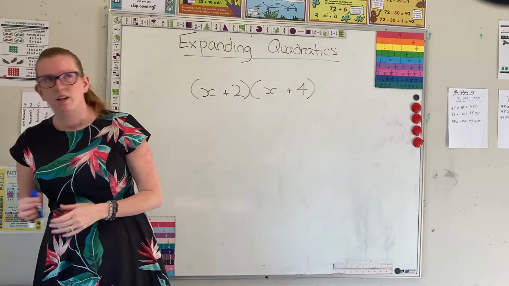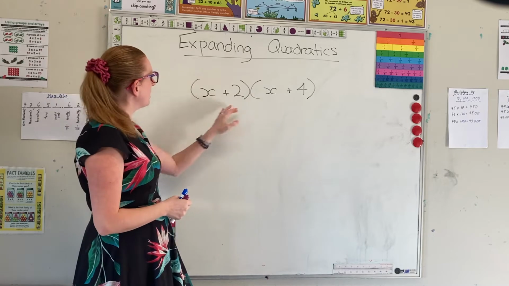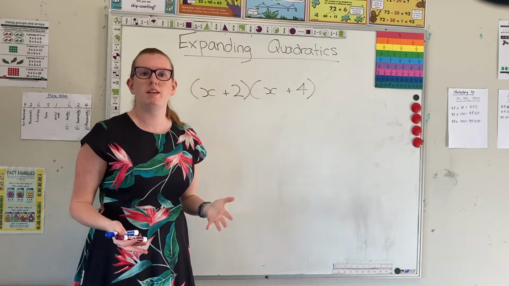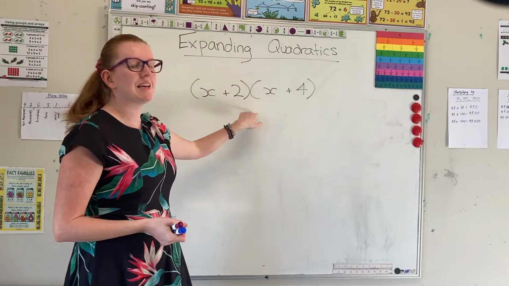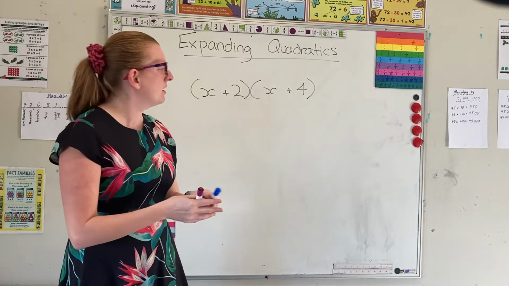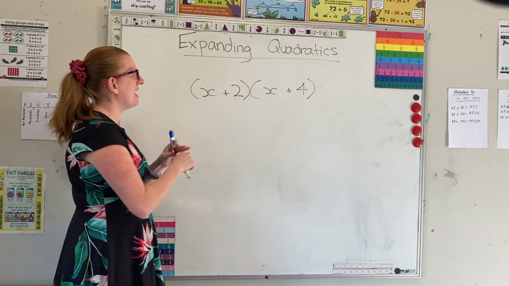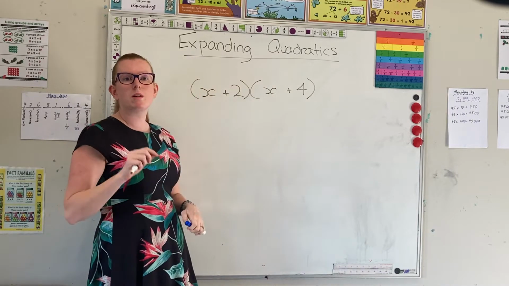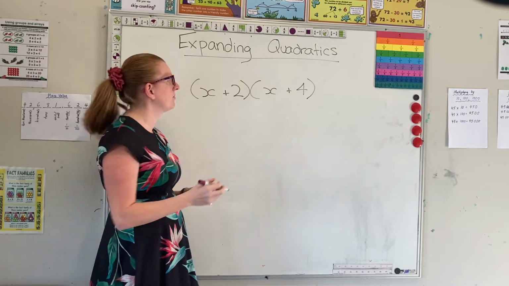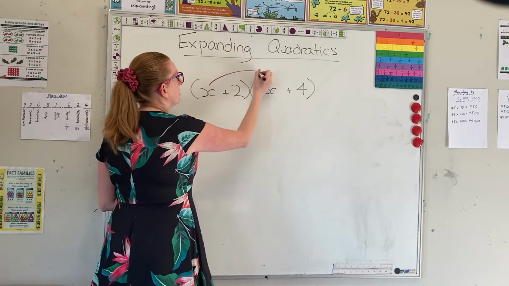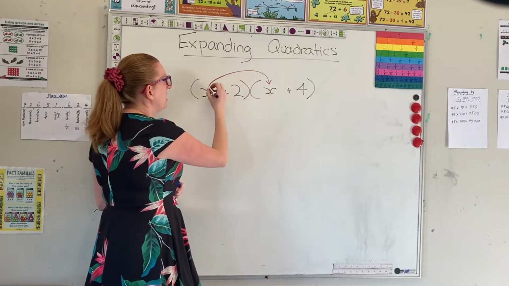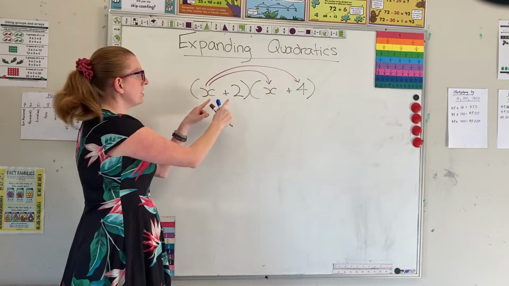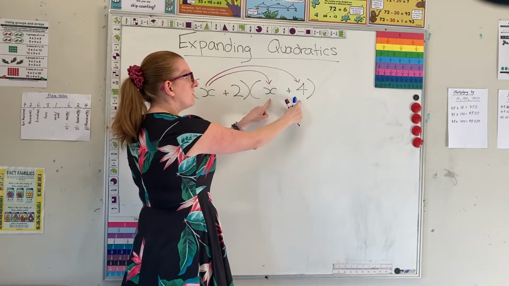Okay. So here I've got brackets x plus 2 and in brackets x plus 4. And I want to expand. Now keep in mind anytime I've got brackets happening here, I'm going to be multiplying. So what needs to happen is everything in this bracket needs to multiply with everything in this bracket. So I'm going to draw some arrows so that I don't forget. I need to multiply x with this x, and I need to multiply the x with this 4. Okay, because remember everything in this bracket gets multiplied with everything in here.